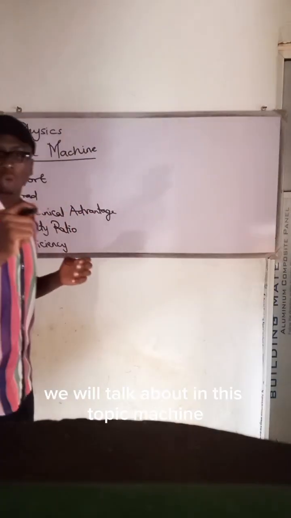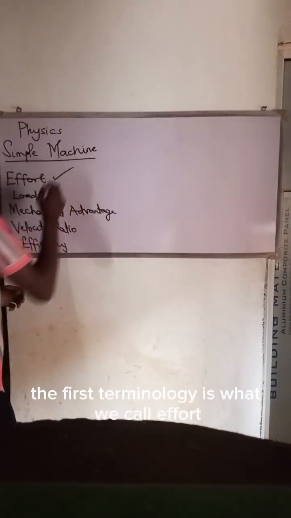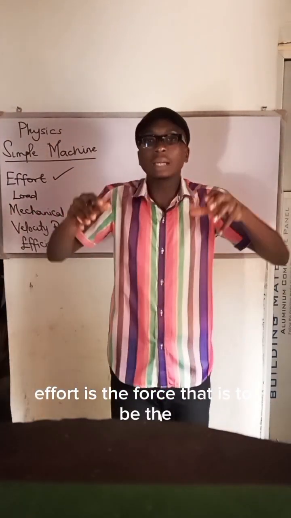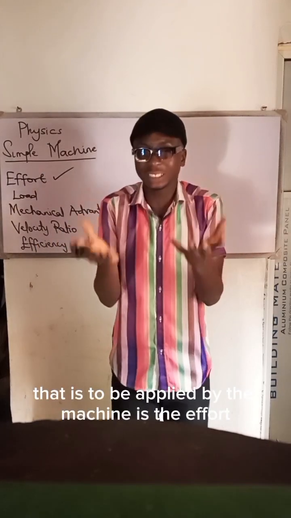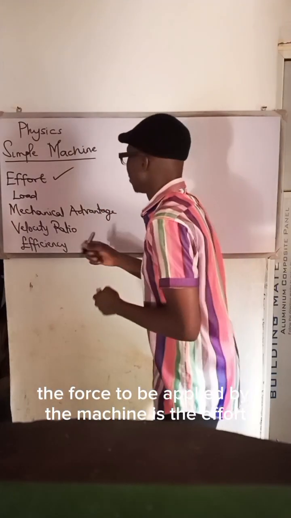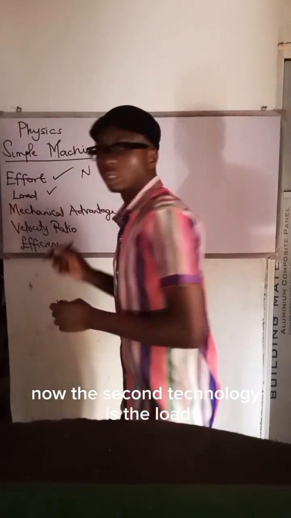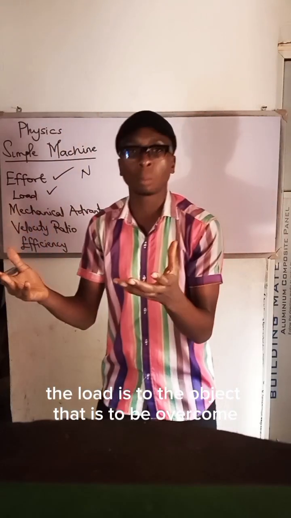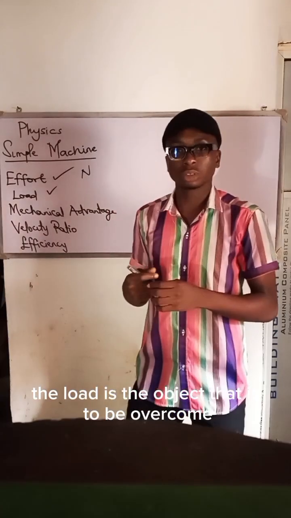Now, there are some terminologies we'll talk about in this topic, machine. The first terminology is what we call effort. Effort is the force to be applied on the machine. And effort is in Newton. Now, the second terminology is the load. The load is the object that is to be overcome. Please take note.